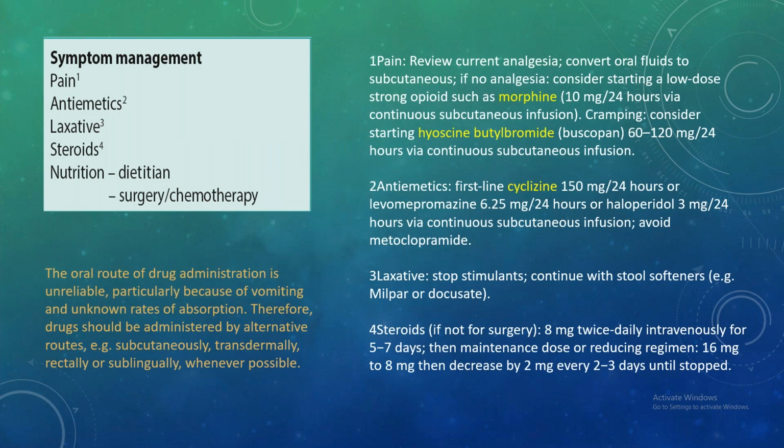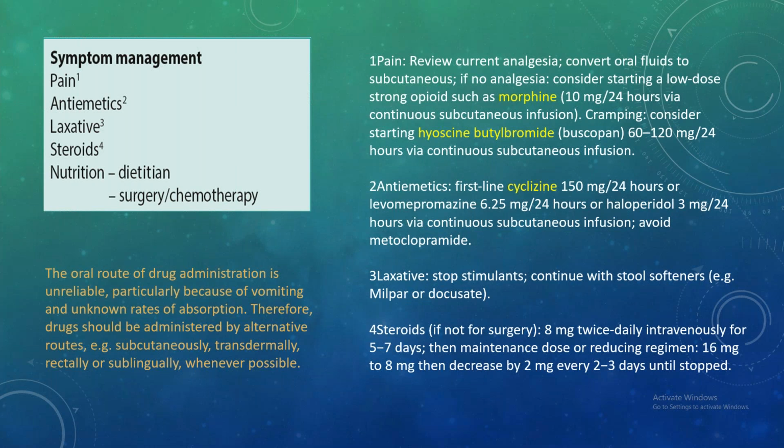Now, symptomatic management. Basically, this management is divided into immediate management, symptomatic management, and definitive management. In symptomatic management, what you have to treat first is pain. You have to see what the patient is receiving for this pain, and you have to remember to change the route of drug administration. The oral route is unreliable because of vomiting and unknown rates of absorption. So the drug should be administered by an alternative route: subcutaneous, intravenous, transdermal, rectal, sublingual, whatever the route, but not oral.